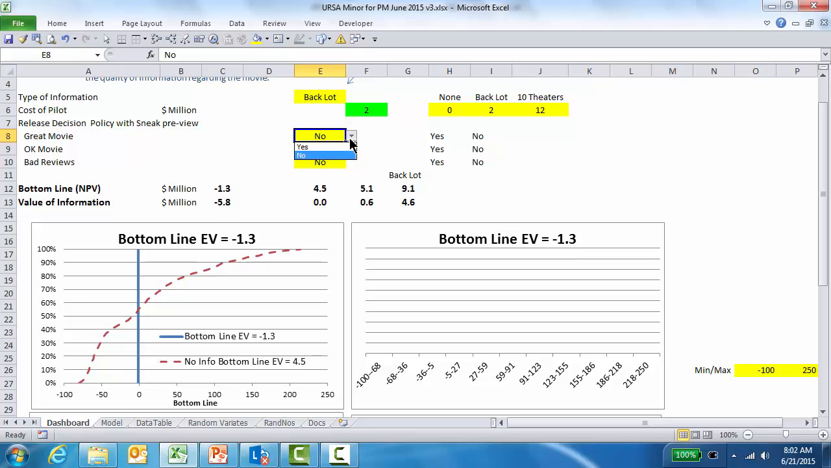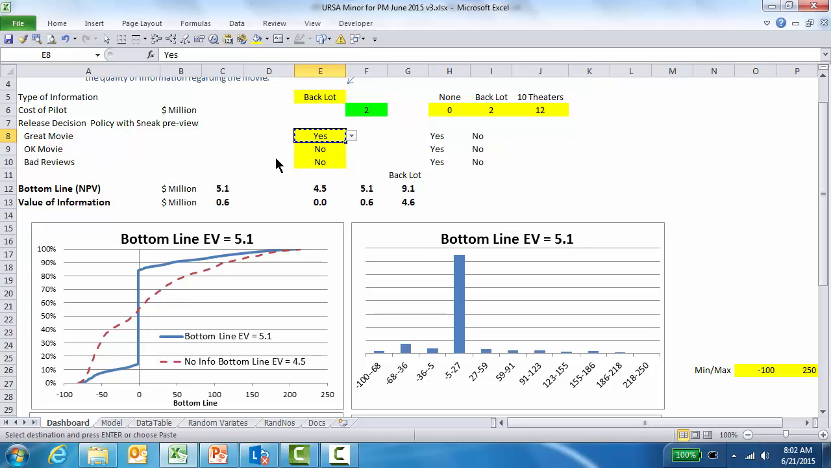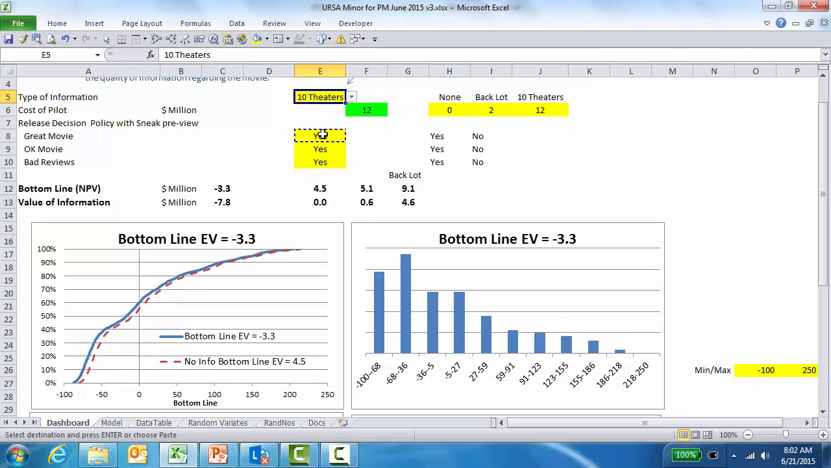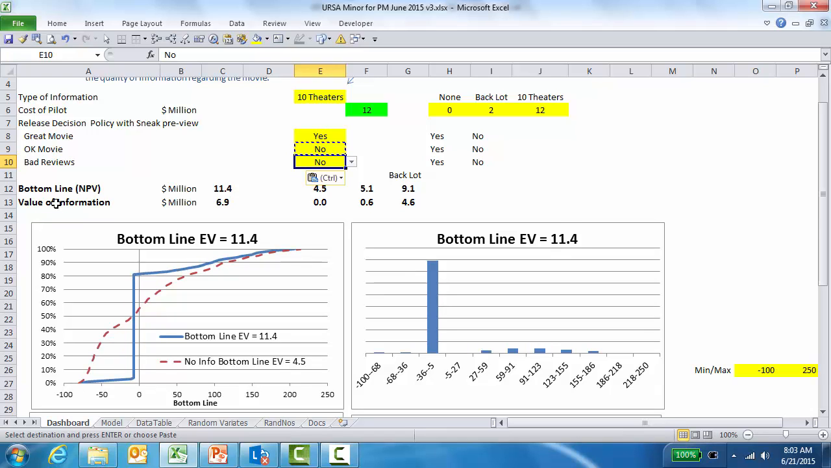Okay, so let's go experiment with the better information here now. We'll go look at the 10 theaters. I now incur a cost of $12 million to conduct the sneak preview. And once again, I've got a minus 3.3 because I haven't changed any decisions. So let's go through this process again. We'll do the same thing, a no and a no.